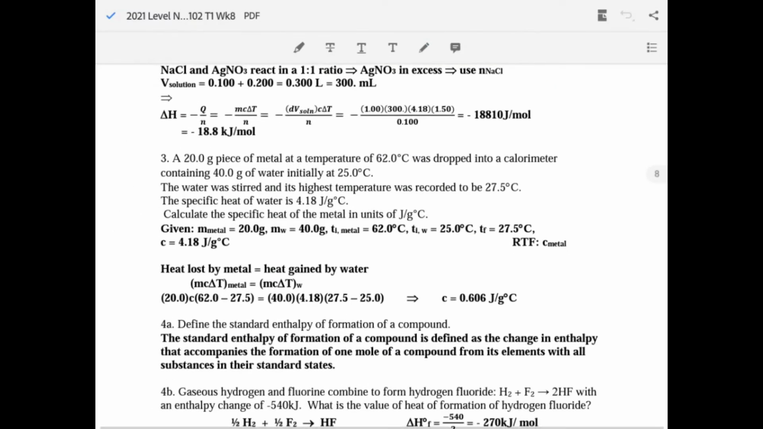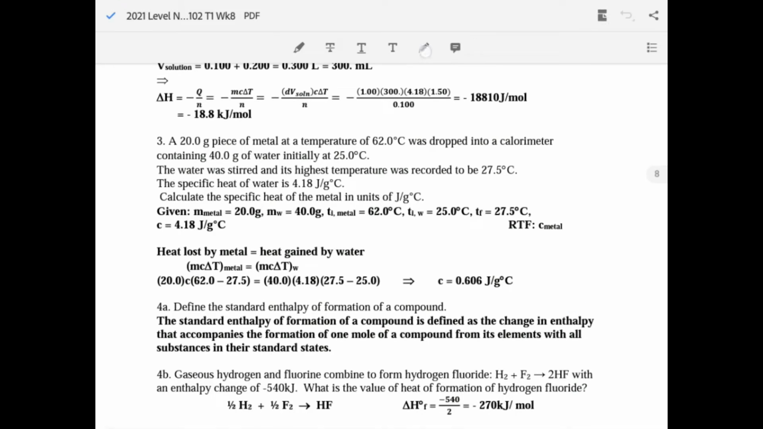So for number 3, a 20-gram piece of metal was dropped into calorimeter. So obviously the metal will lose temperature to the water, and the water will gain temperature. So you have to sort of get the energies equal. So the water was stirred and its highest temperature was recorded to be 27.5 and 25 degrees Celsius. So once it was stirred, then we know that the value of the heat lost of the metal was equal to the heat gained by the water.